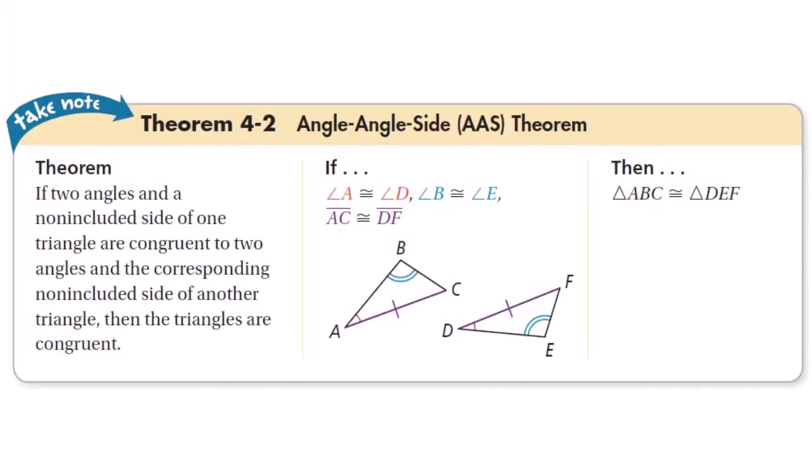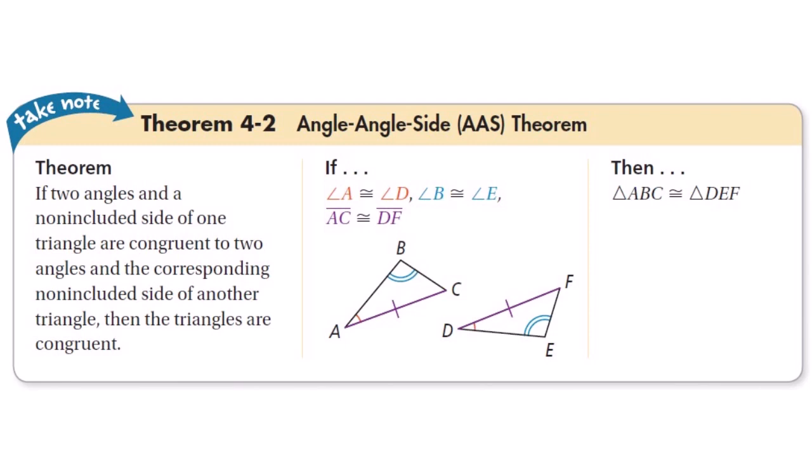So our next, this is actually a theorem this time. Our next theorem that we're going to talk about is the angle-angle-side theorem. And we're going to prove this, right? Remember, a postulate is something that we accept as true without proof. A theorem is a conjecture that we prove to be true.